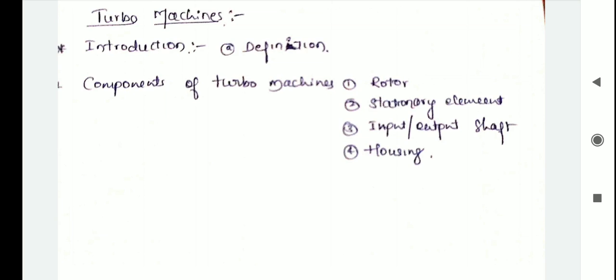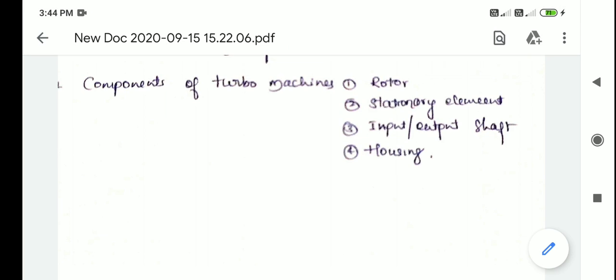Generally, in turbo machines, mechanical energy is transferred into or out of the system in the steady flow process. So turbo machines include two types of machines: those which are producing a pressure or a head, such as centrifugal pumps, compressors, blowers, etc., and those which are producing power, such as turbines of all kinds. Okay, so coming to components of a turbo machine.